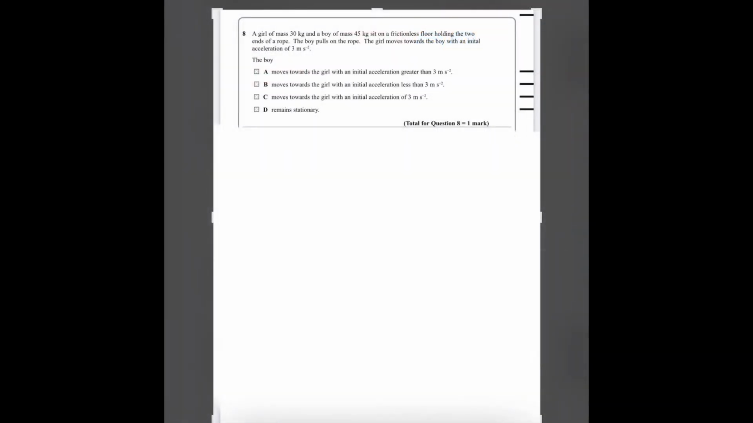Number 8. A girl of mass 30 kg and a boy of mass 45 kg. The boy has a mass of 45 and the girl has a mass of 30. So the lighter one is the girl. Sits on a frictionless floor holding the two ends of a rope. The boy pulls on the rope. The girl moves towards the boy with an initial acceleration of 3 meter per second squared.